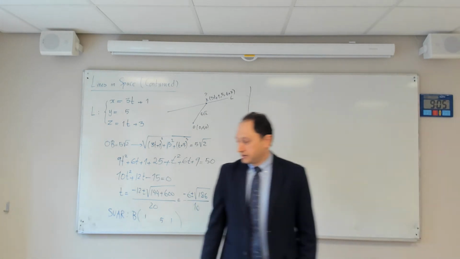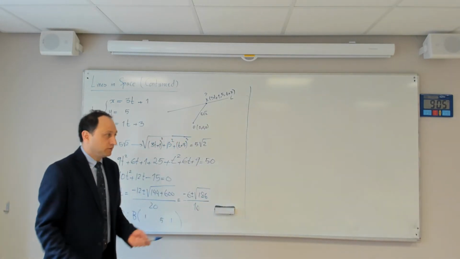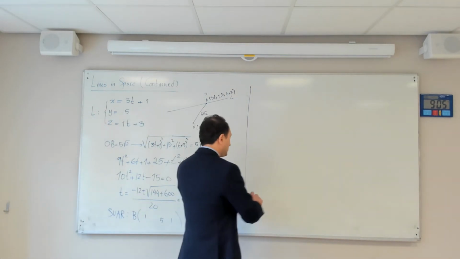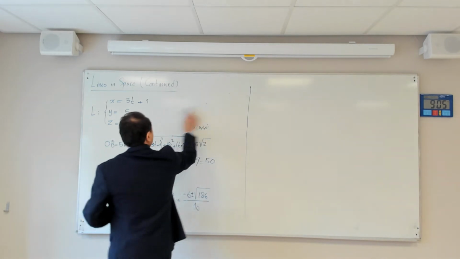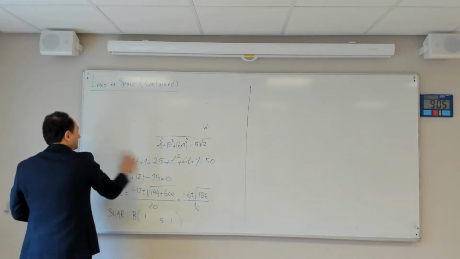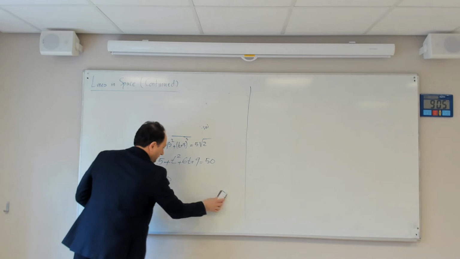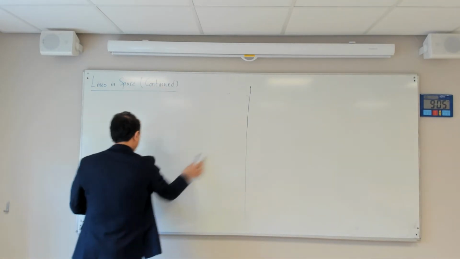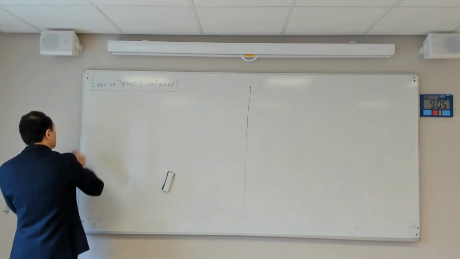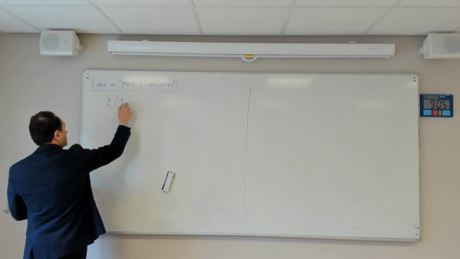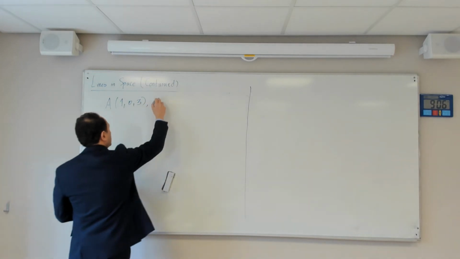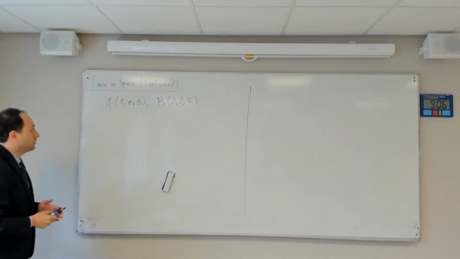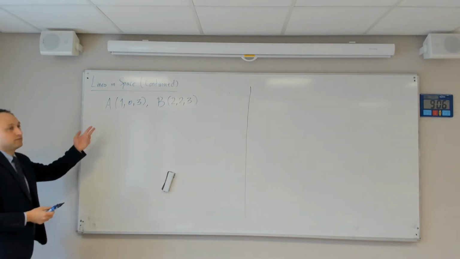Okay, did you solve it? Yes? So, what we need is actually, so what was the point A? Can you read it for me, please? 1, 0, and 3. And what was the point B? 2, 2, 3. Okay? So you need to find a point, which you have even more than one.